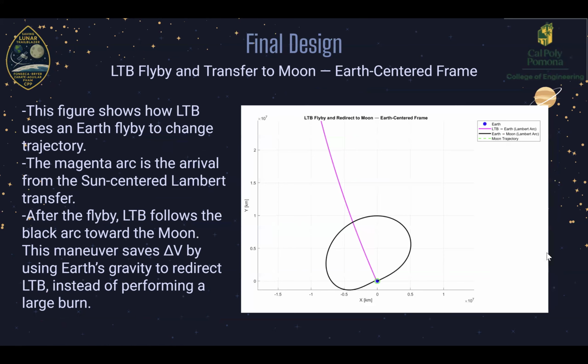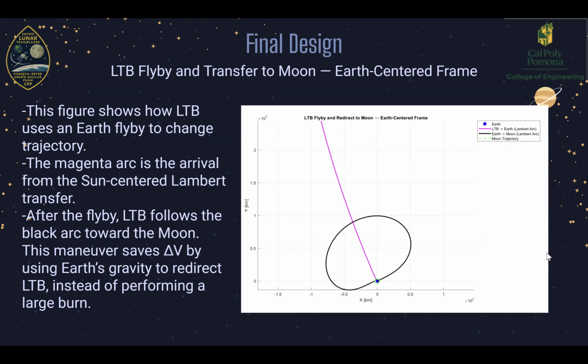This figure shows how the Lunar Trailblazer uses an Earth flyby to change its trajectory. The magenta arc shows the arrival from the sun-centered Lambert transfer. Following the flyby, the Lunar Trailblazer follows the Earth-to-Moon Lambert arc in a maneuver that saves delta V by utilizing Earth's gravity to redirect the Trailblazer.